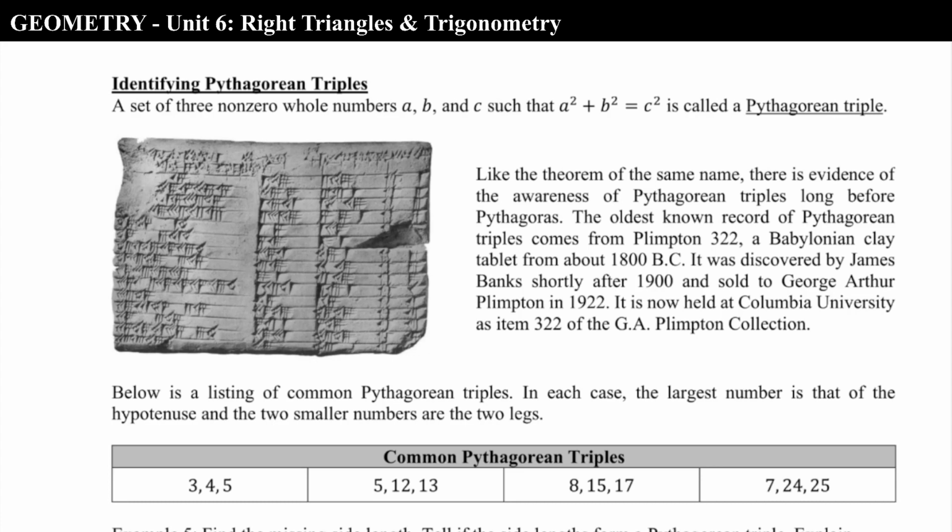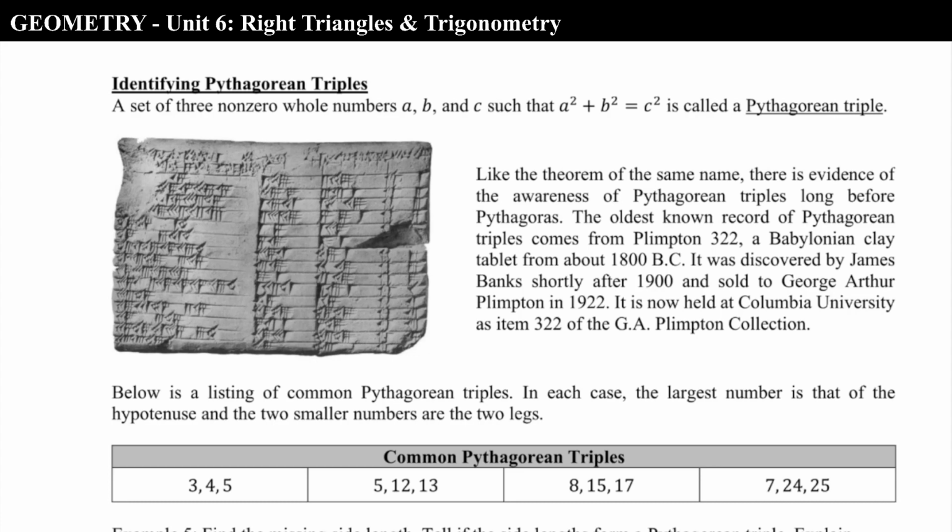Now, like the theorem of the same name, there is evidence of the awareness of Pythagorean triples long before Pythagoras. The oldest known record of the Pythagorean triples comes from Plimpton 322, which is a Babylonian clay tablet from around 1800 BC. It was discovered by James Banks shortly after 1900 and sold to George Arthur Plimpton in 1922. It's now held at Columbia University as item 322 of the G.A. Plimpton collection. That is where it gets its name, Plimpton 322.